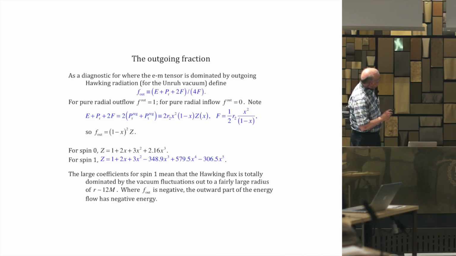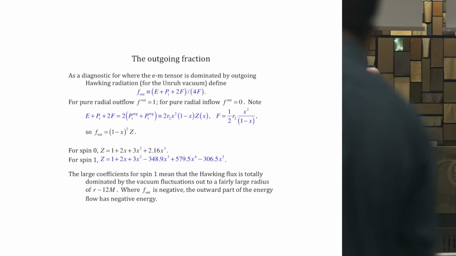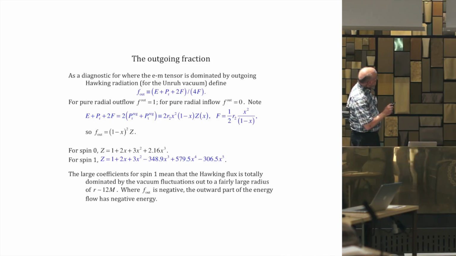And so the idea then is that the net flow of Hawking radiation is small compared to the other contributions to the energy tensor, which do not cancel out. Now, if you have something in the energy tensor which has radial stress equal to minus the energy density, that doesn't contribute to this F out, but something more complicated does. So now, if F out is negative, it means the outward part of the energy flow has negative energy.